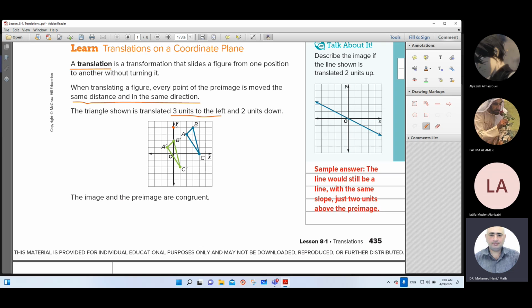This is the meaning of translation. As you see here, A, 3 units left, 1, 2, 3. Then 2 units down, 1, 2. So this is the image. And for C, 3 units left, 1, 2, 3. Then 2 units down, 1, 2. So this is the new image.